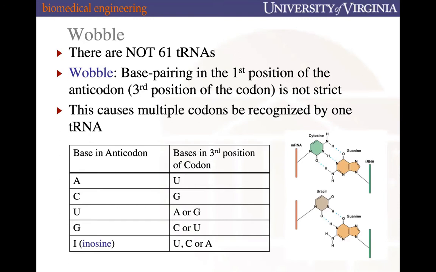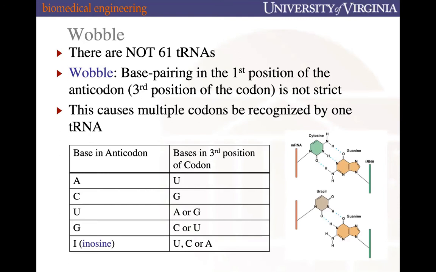Yes? So because of the wobble in the mRNA, is that why there's multiple codons that can code for each amino acid? Exactly, yeah. And that's the nature that we refer to as the degenerate nature of the codons.